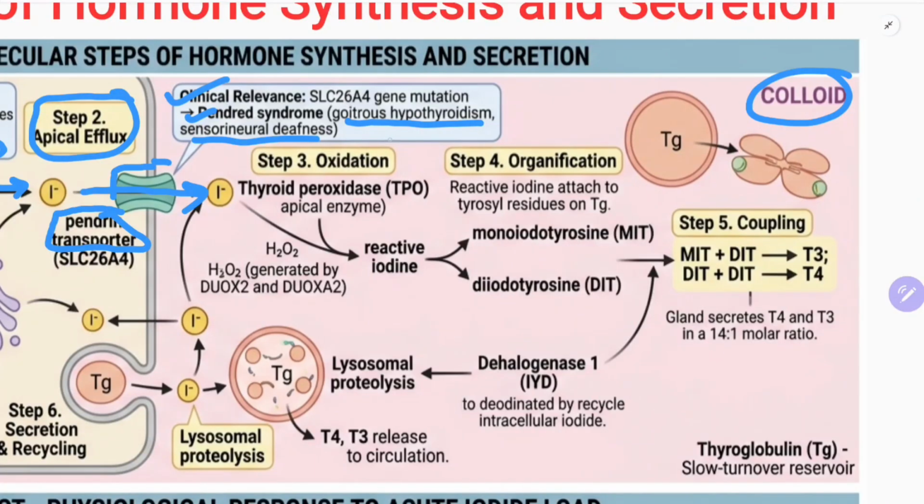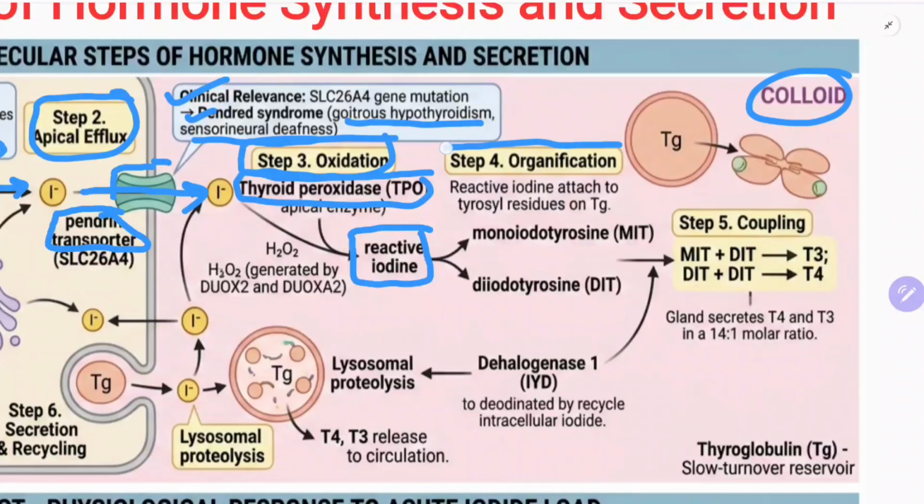Now the third step is oxidation. The thyroid peroxidase enzyme is very important, because in the most common hypothyroidism, autoimmune or Hashimoto's thyroiditis, there is production of antibodies against this enzyme. So this enzyme is damaged, and that's why there is no production of T3 or T4. That's the clinical aspect. So oxidation will be there, and after the oxidation, the iodide will be converted into reactive iodine.